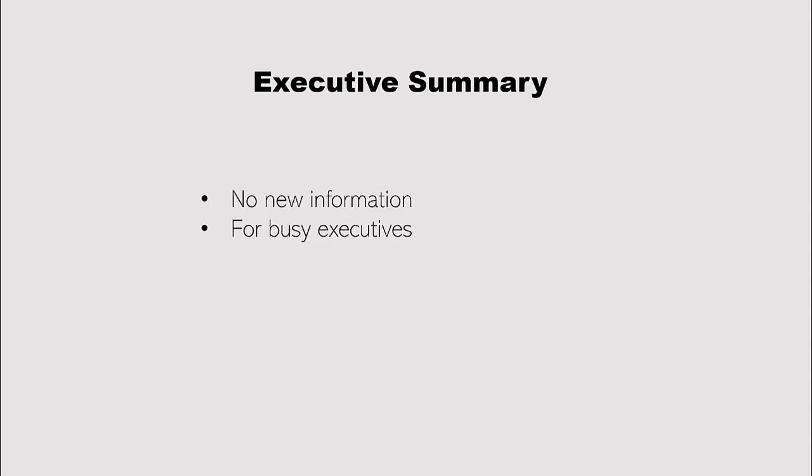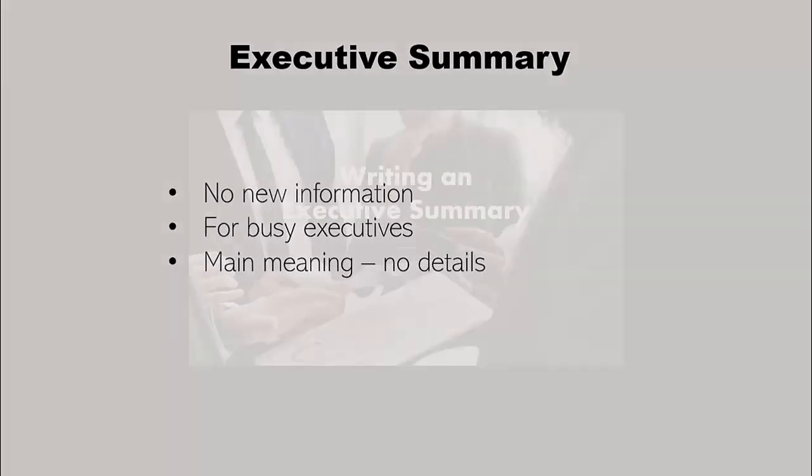An executive summary is meant to allow a busy executive to read it and quickly know the main ideas of what the document is about. It tells the reader what the document says, but does not include the details of how or why something will be done. It should include total cost, but not the details of each individual cost.